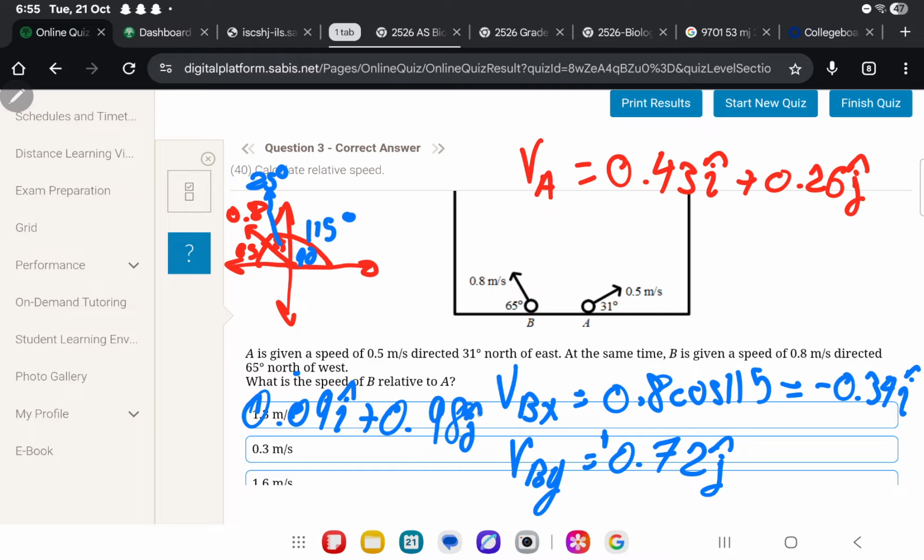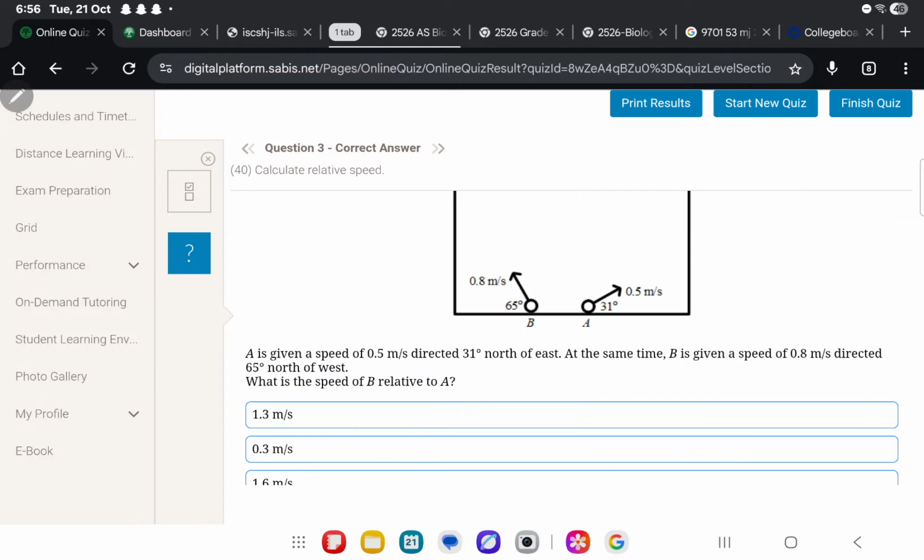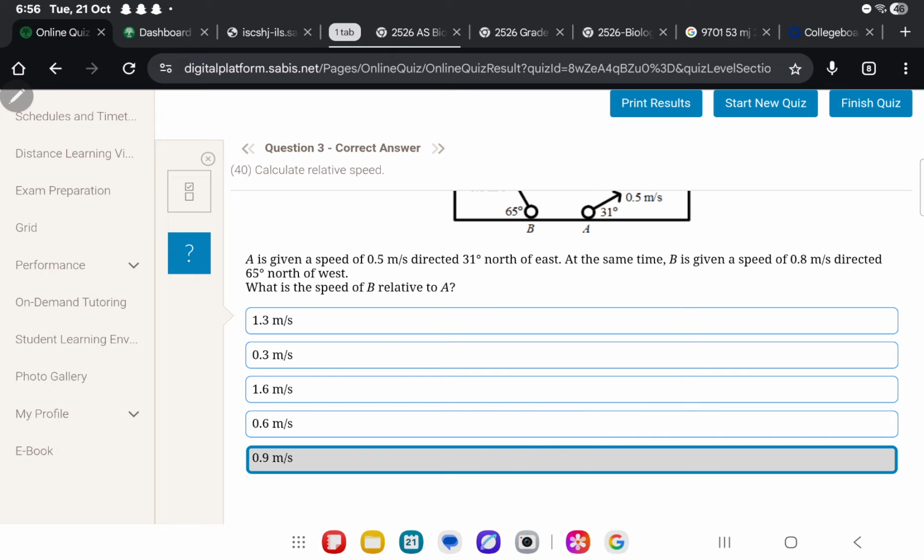All right, now to find the resultant, remember, the magnitude of the resultant is what, x squared plus y squared, right? So we're going to substitute 0.09 squared plus 0.98 squared. Radical of 0.09 squared plus 0.98 squared gives you 0.98 meter per second. Okay, this should be the answer. 0.9. Yeah, this is the answer, 0.9 meter per second. They just took it to one decimal place. That's fine. All right, this is the answer.